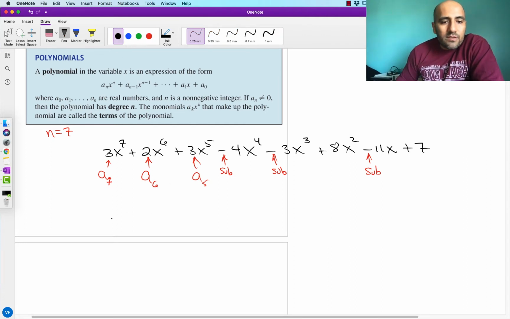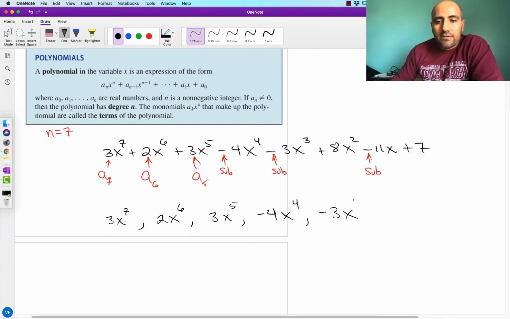list out the terms, the first monomial is 3x to the 7th, comma. The second monomial is 2x to the 6th. The next monomial is 3x to the 5th. The next monomial is going to be plus negative, so it's going to be negative 4x to the 4th and negative 3x to the 3rd, and then 8x squared, and then negative 11x, and then 7, right? So this is a 7th degree polynomial that's made up of these members. These member monomials are a member of it.